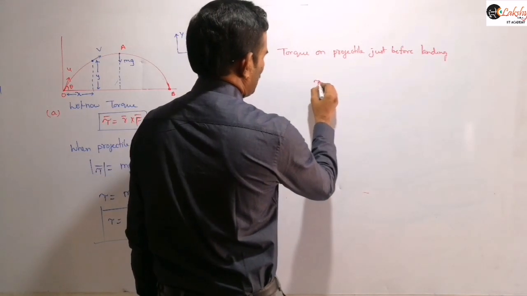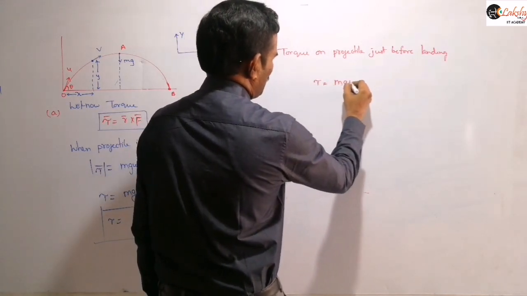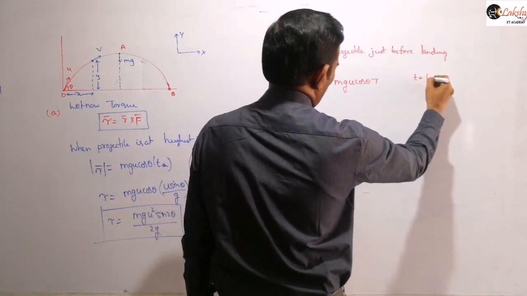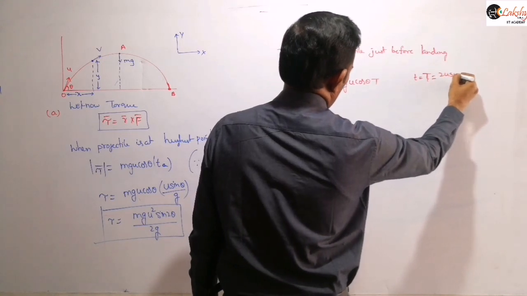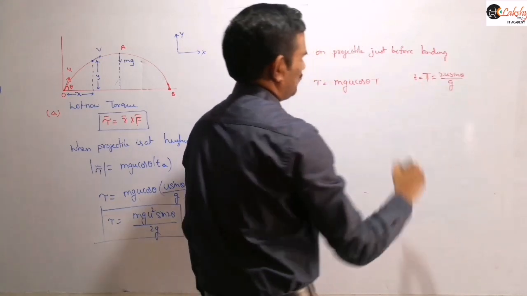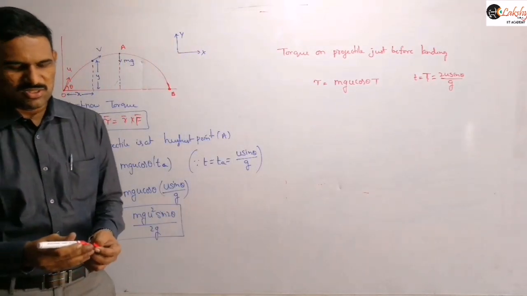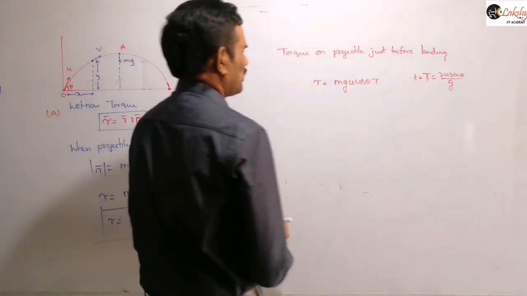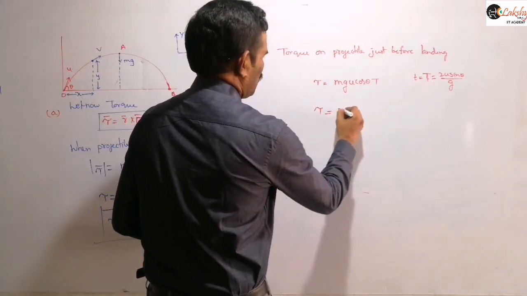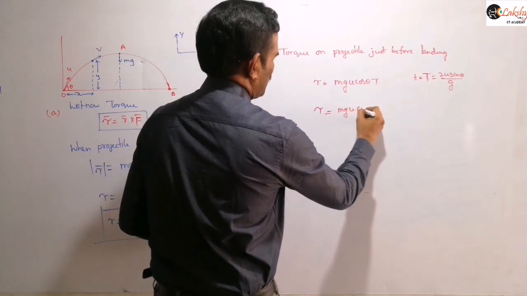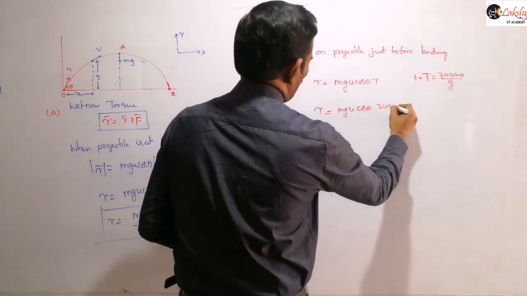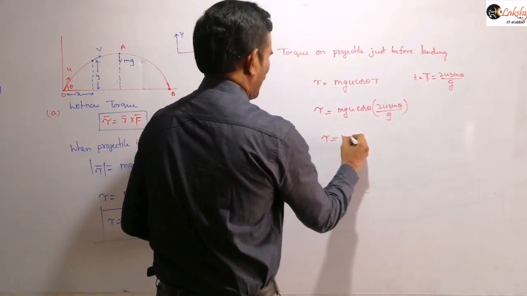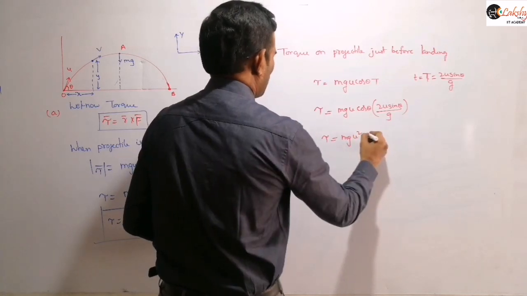Then what we can write is this torque tau is equal to mg into u cos theta into t. We need to write t is equal to capital T, which is nothing but 2u sin theta by g. If you are using the formula mg u cos theta into t, the t means we need to substitute this capital T value here. So this tau is equal to mg u cos theta into 2u sin theta by g. And therefore this tau is equal to mg into u square sin 2 theta by g.